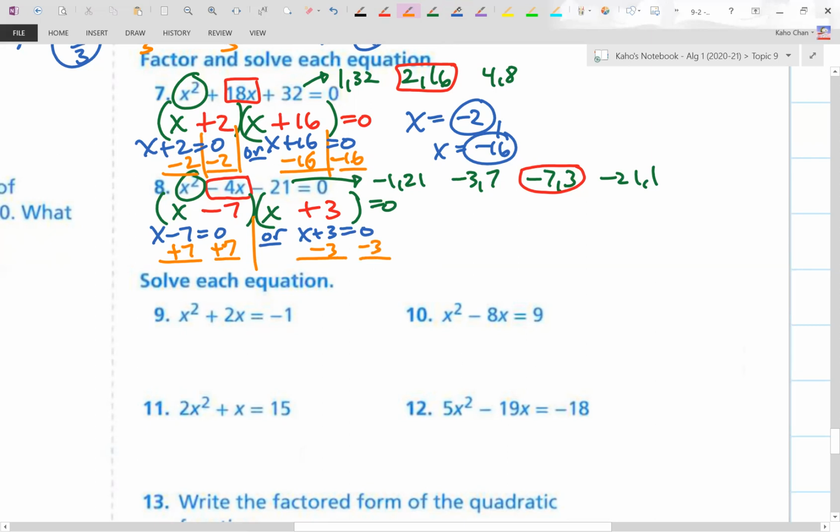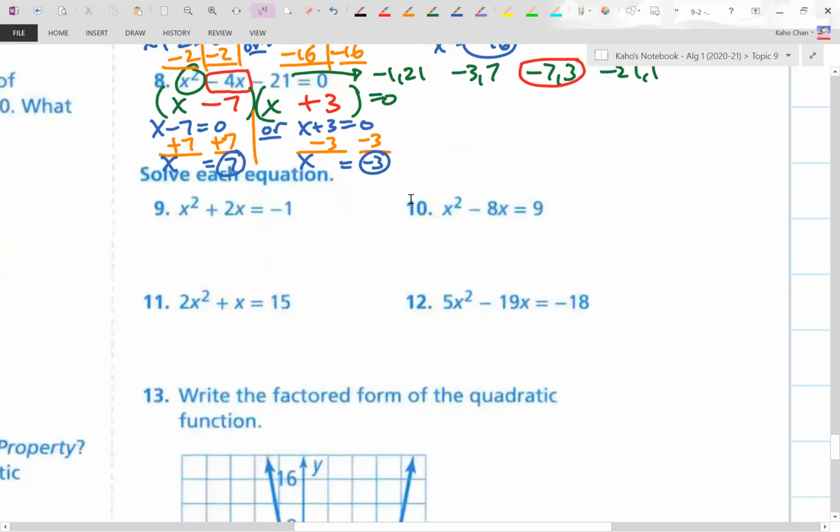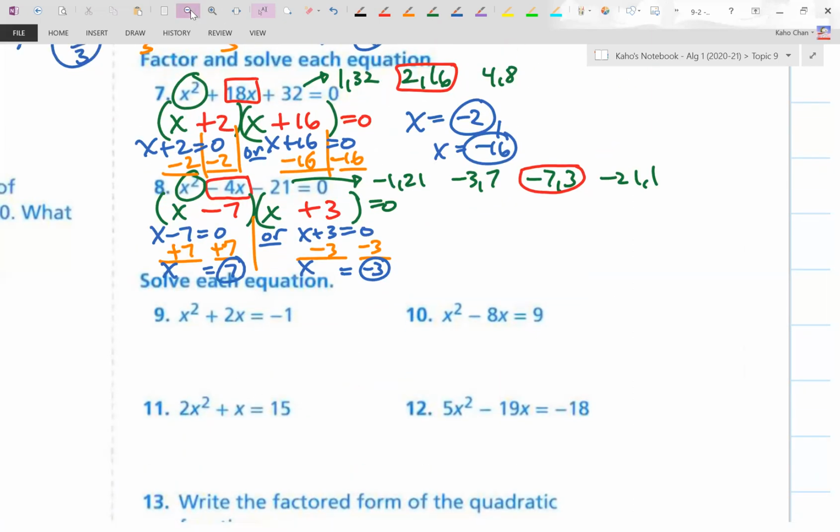So this section is kind of a nice little connection to graphing, why we factor. When we factor, we are actually getting the x-intercepts, where the graph travels across the x-axis. That's what we're getting when we factor, then set it equal to 0 and solve individually. Hopefully you got 7 and -3 for number 8. Very good.